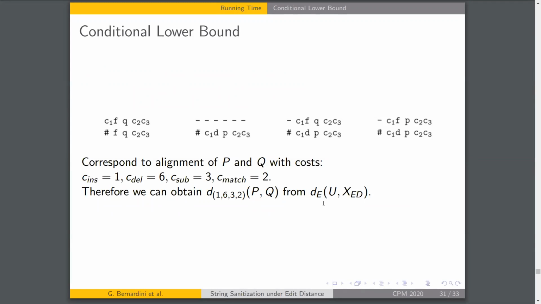So we cannot calculate the added distance between U and XED in strongly subquadratic time. Now, if you've paid attention, you know that the ETFS problem doesn't actually require us to calculate the added distance between U and XED, but wants us to find XED. But with some tricks and running ETFS twice instead of once, we can use ETFS to find the exact alignment and then prove that we cannot find the string XED in strongly subquadratic time either.